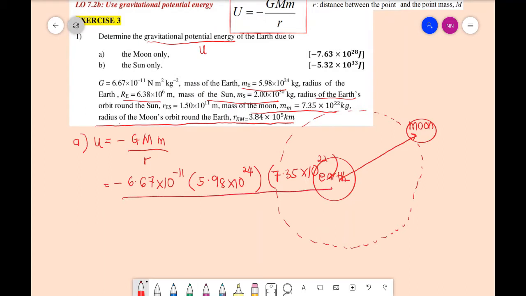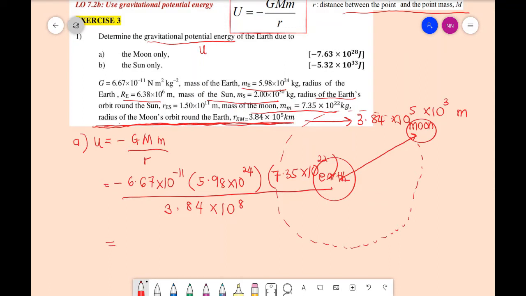Over R, where R is the distance between the point and the point mass. So it is given as the radius of the Moon's orbit around the Earth. To substitute the value, it is 3.84 times 10 to the power of 5 kilometers. So you have to convert from kilometers to meters, times 10 to the power of 3. So it will be 3.84 times 10 to the power of 8 meters.